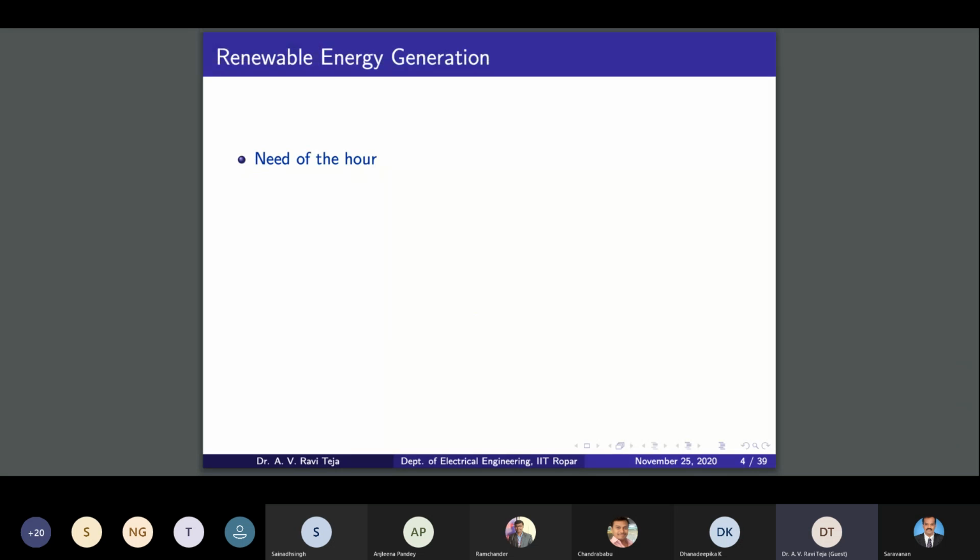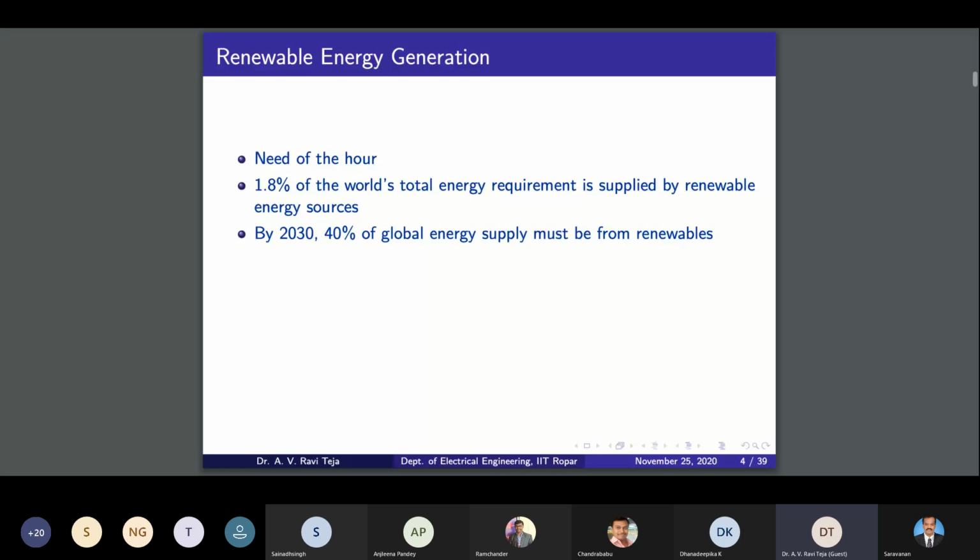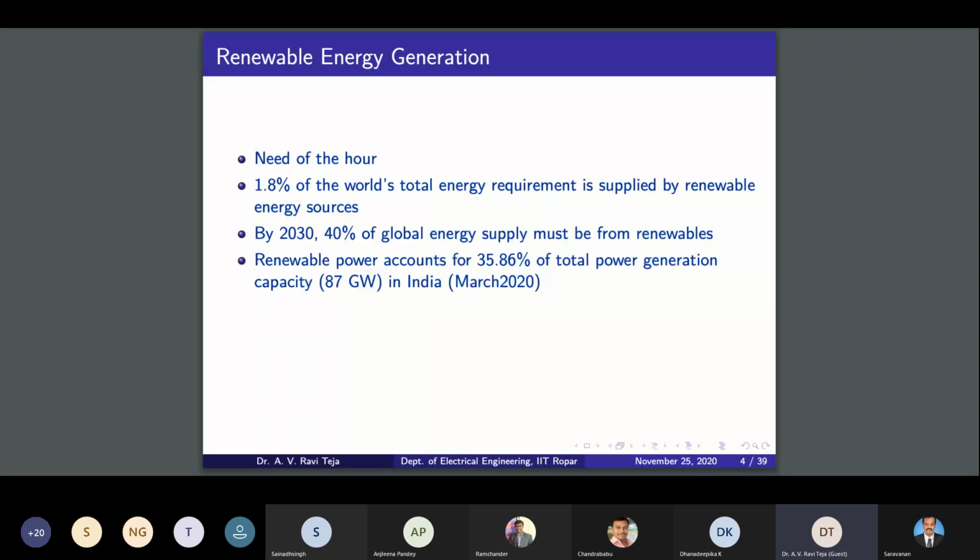At present, if we see, only 1.8% of the world's total energy requirement is supplied by renewable energy sources, which is very low. Right? And our target is very ambitious. By 2030, just 10 years from now, we want this 1.8% to increase to 40%. This is the target we have set for ourselves so that we have less pollution, and before the natural resources deplete, we go into renewable energy sources. Right? In India, we are doing pretty well actually. Renewable power accounts for 35.86% of the total power generated as of March 2020 data.